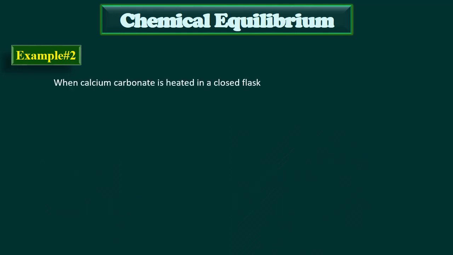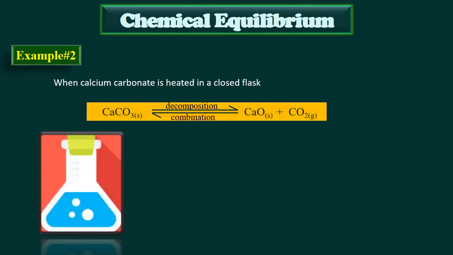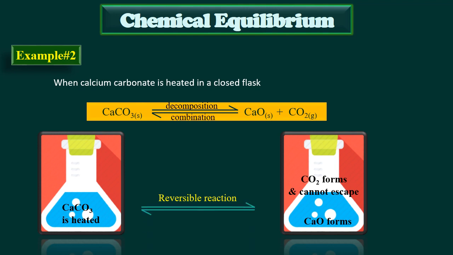When calcium carbonate is heated in a closed flask, then a reversible reaction takes place comprising of both decomposition and combination reactions. Here we have a closed flask in which calcium carbonate is heated. As a result, calcium oxide forms as well as carbon dioxide forms, but cannot escape this time, and there is a chance of reverse reaction to occur. So this is a reversible reaction shown by a double arrow, and hence does not go to completion. Rather, its target is to establish the equilibrium state.